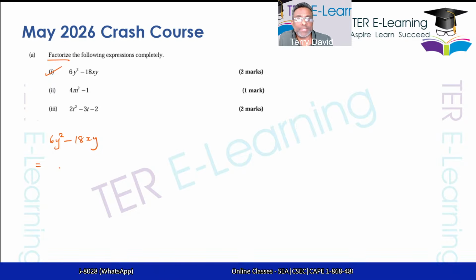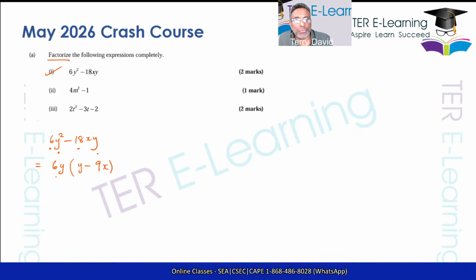In this case, we look at the 6 and the 18, and we try to see what is the HCF of 6 and 18. What's the highest number that can go into this? The highest number that can go into 6 and 18 is going to be 6. Then the only other thing common here is y. When we look at y squared and y, we always go with the lower form of the y. So we're going to factor out y. So this is going to be open brackets, y minus 9x.